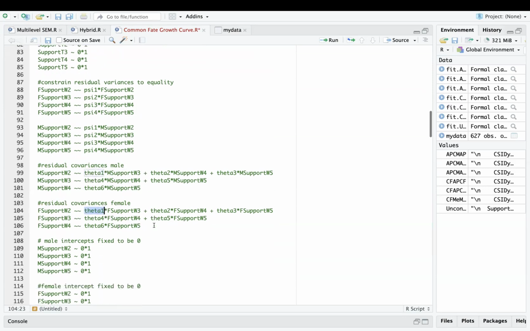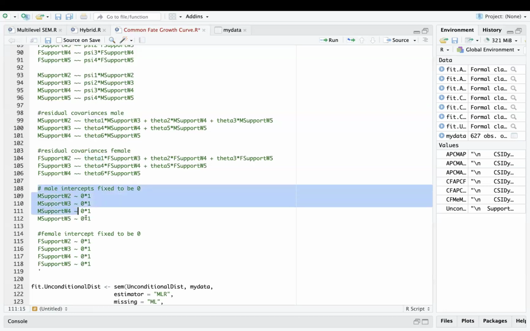Now, when testing indistinguishability, we are going to constrain those item intercepts to be equal. So remember, that's how we tested indistinguishability with the baseline common fate model. Well, we are going to be doing that exact same thing with the common fate growth model, where now all of the information about the means from both partners is getting pushed up to the common fate variable, which is then getting pushed up to the slope and intercept factors.